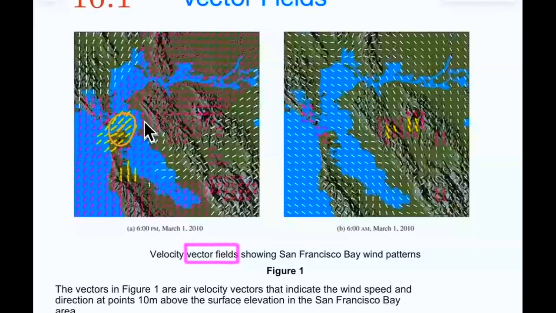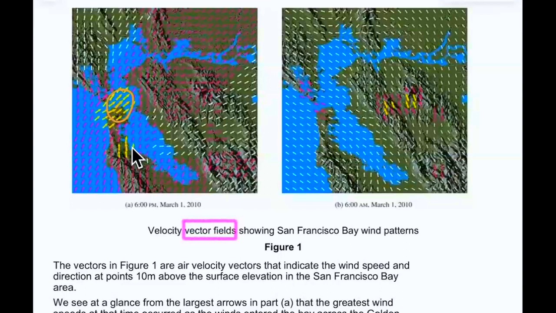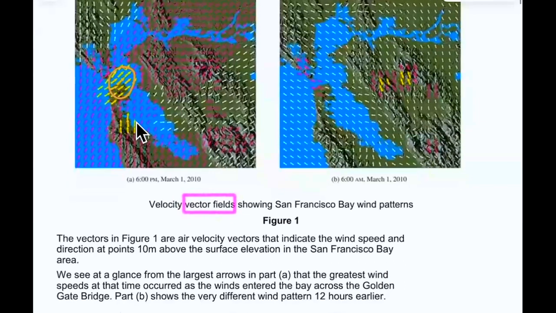You see those arrows there indicate the direction of the wind, and the length of the arrow here indicates the speed of the wind. So right here, we see the air velocity vector. Those arrows here indicate the air velocity vector at points 10 meters above the surface elevation.